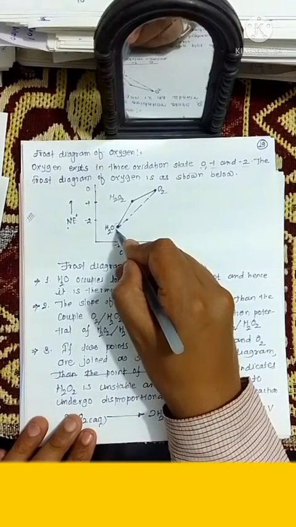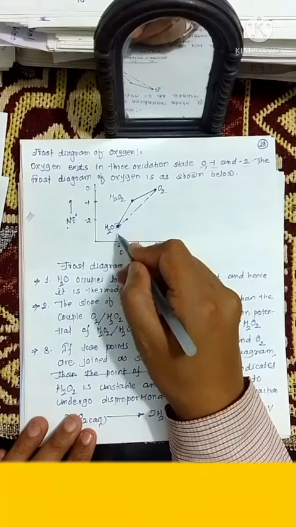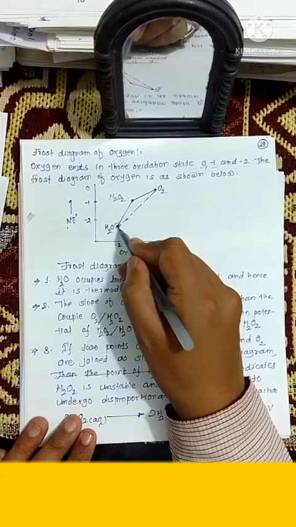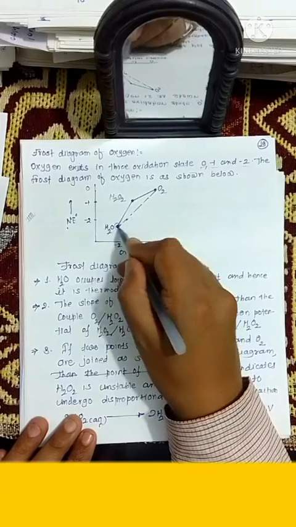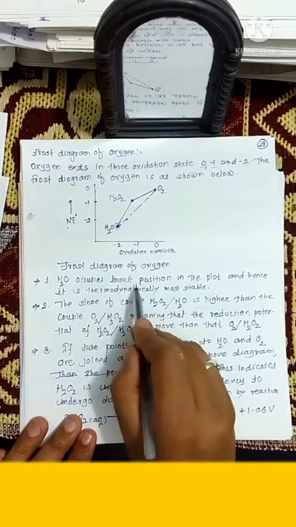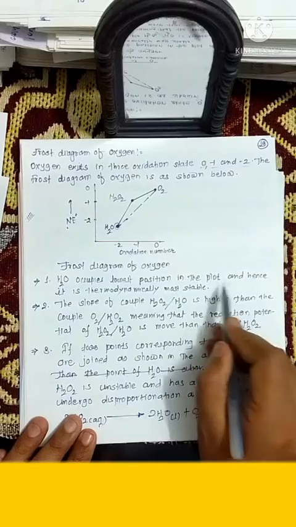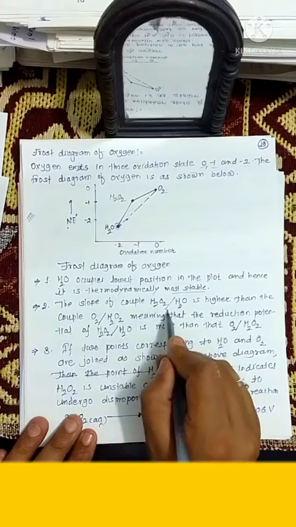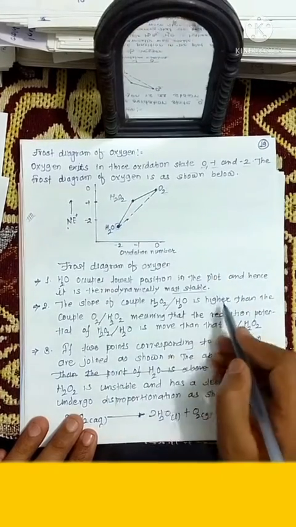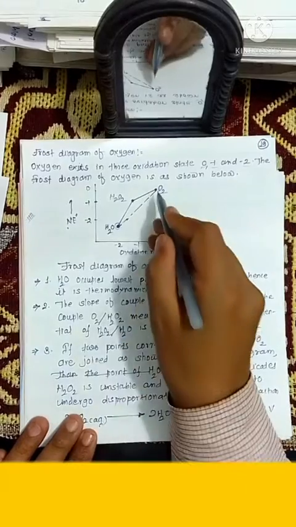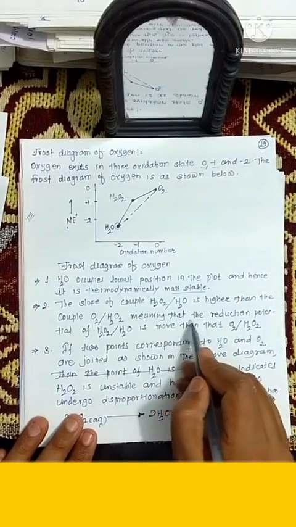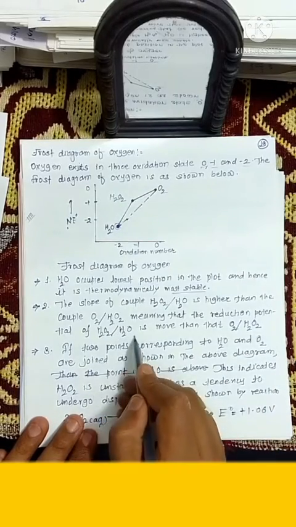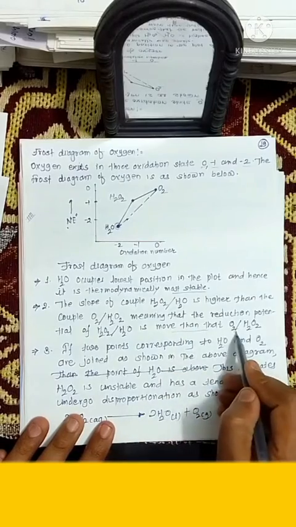water occupies the minimum value. So H2O occupies the lowest position in the plot, and hence it is thermodynamically more stable. The slope of the H2O2 and H2O couple is higher than that of the O2 and H2O2 couple, meaning that the reduction potential of H2O2 to water is more than that of O2 to H2O2.